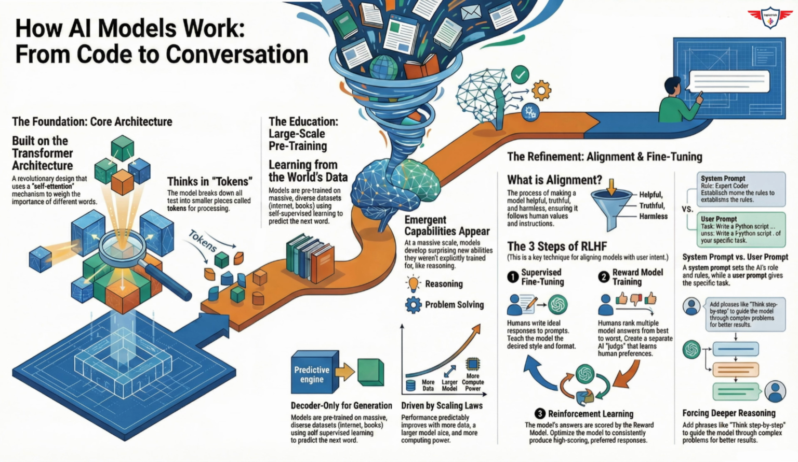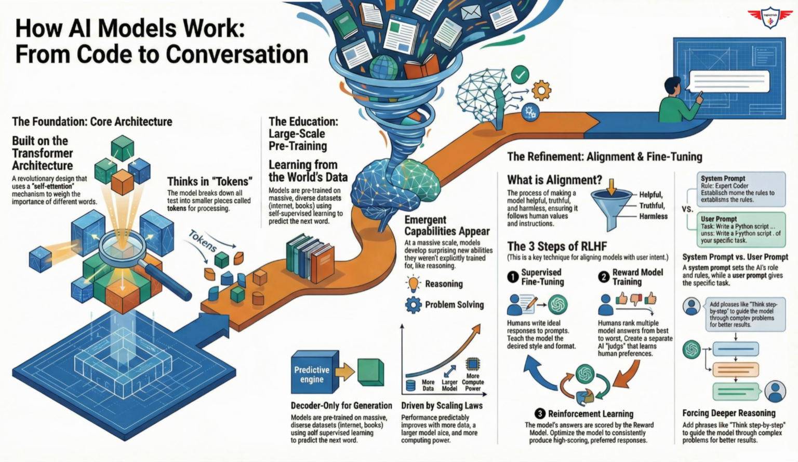The source distinguishes between two types of prompts, the system prompt and the user prompt. I feel like most people only know about the user prompt. Right. When you open a chat window, you are typing the user prompt. Write a Python script. Summarize this email for me. That is the specific task you want done. But what is the system prompt? Is that something I see?